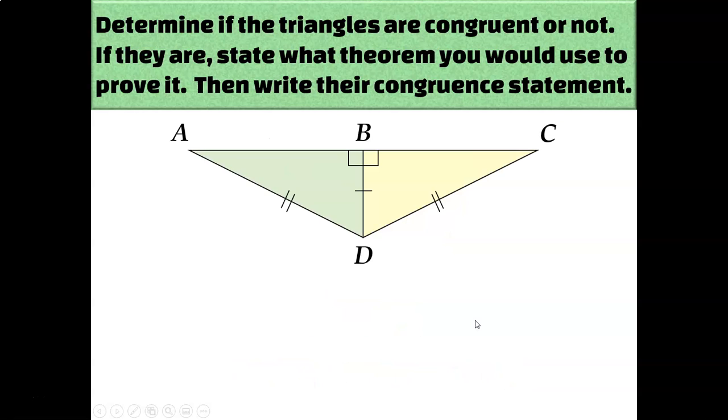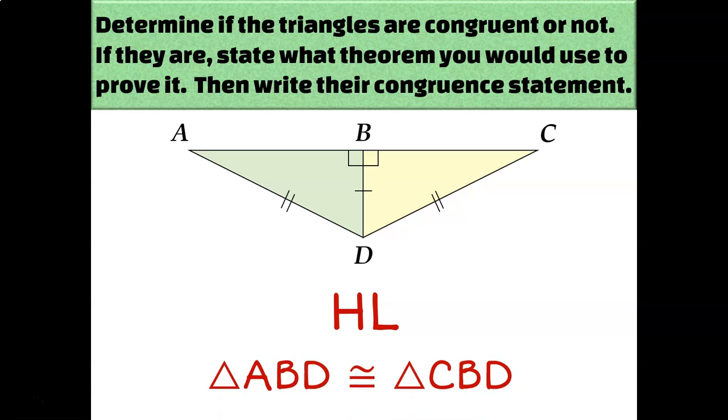What about these 2? Well, I see right triangles again. They both have a right angle, and I see that they share this leg. Those legs have to be congruent to each other, and their hypotenuses are also marked as congruent. So I could use HL to say that these 2 triangles are congruent.